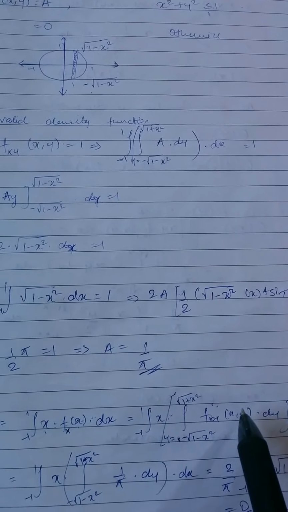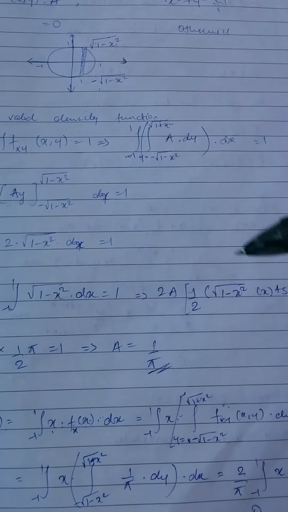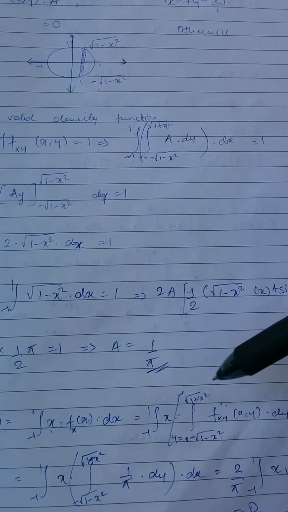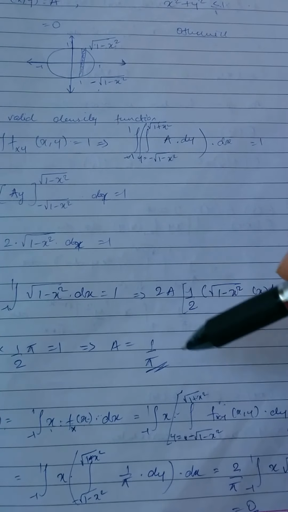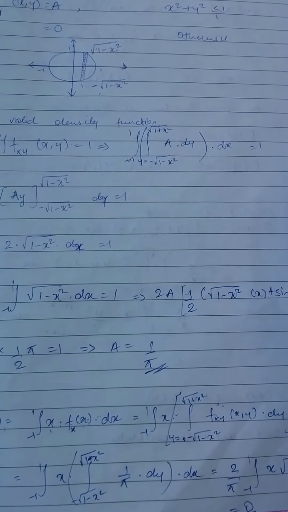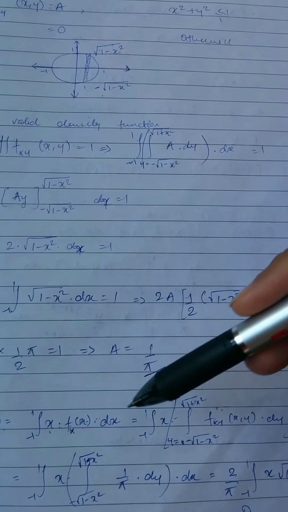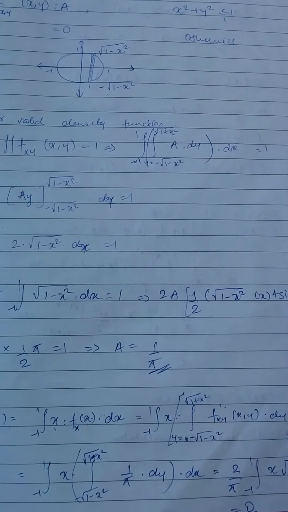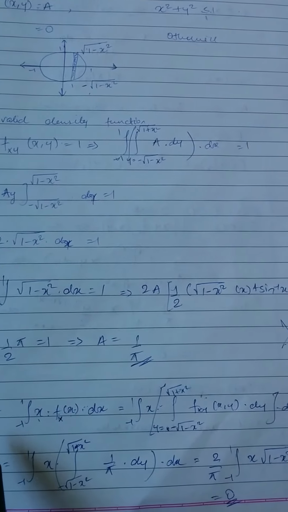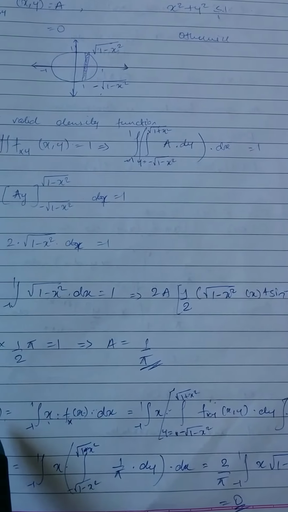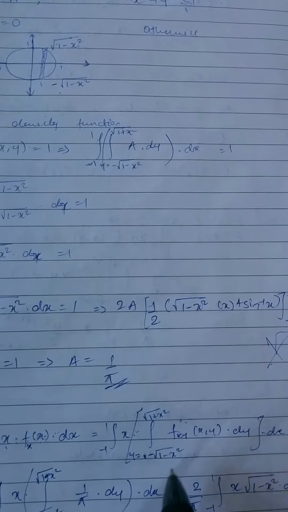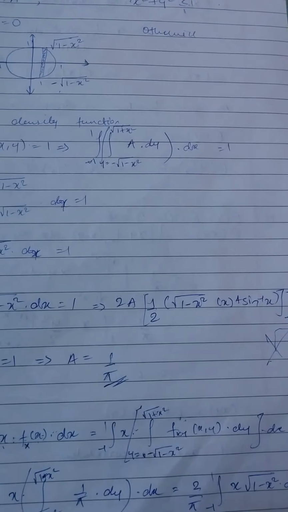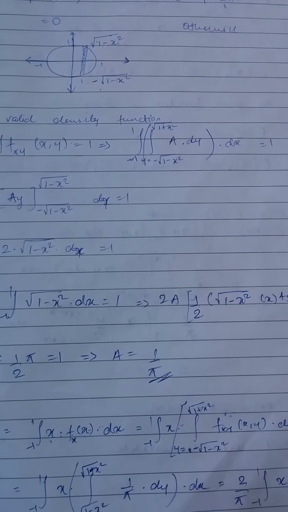So again, as shown in the diagram, we're taking the limit of y from minus square root of 1 minus x square to square root of 1 minus x square, and the limits of x from -1 to 1. On integrating this, we get the expected value of x as 0.